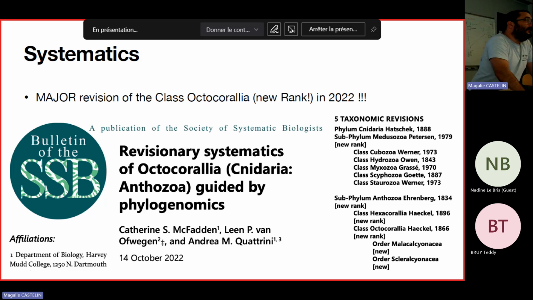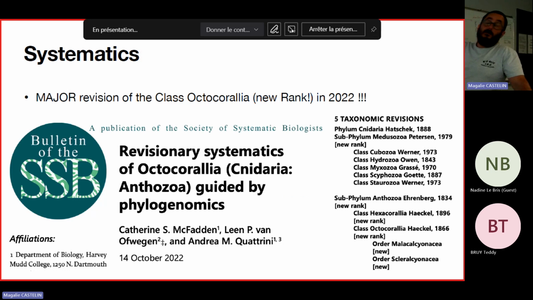And I'm sure most of you know about this groundbreaking paper that came out less than a year ago by Kathy McFadden, Lynn Van Ofwegen, and Andrea Quattrini, who used a large number of nuclear DNA markers to infer a robust phylogeny and revise the octocorals. And their goal was to look specifically at deep relationships within the octocorals. On the right here, I've put the major revisions that they've done. So, for example, the Medusozoa is now a subphylum. The Anthozoa is now a subphylum.